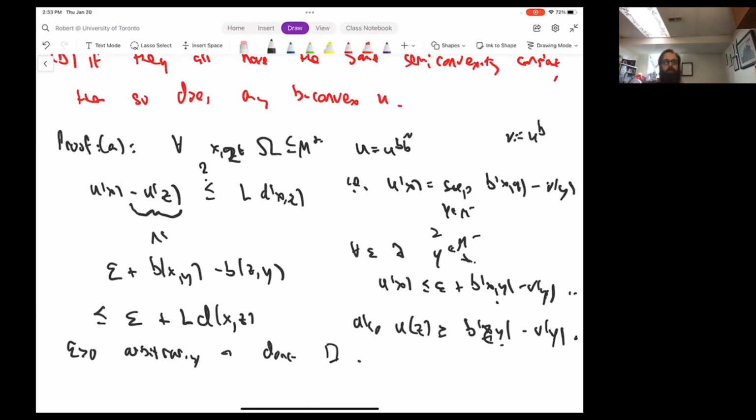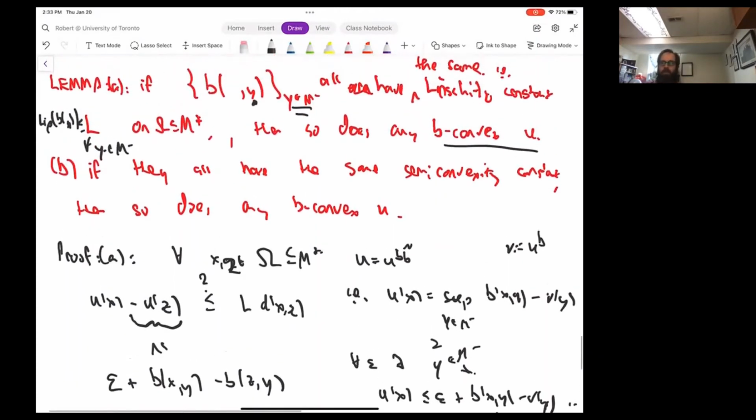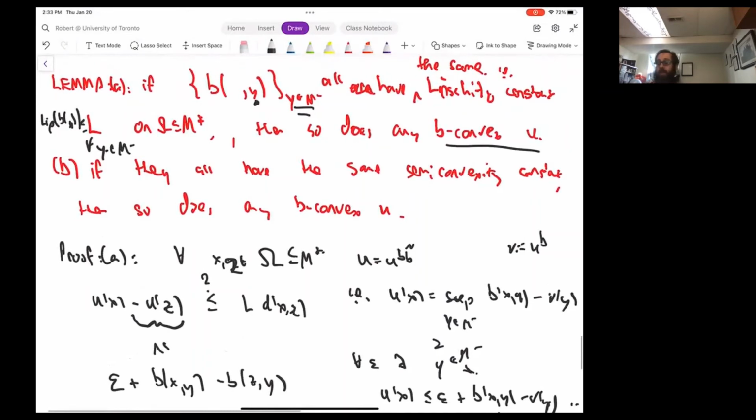Questions? So that's the proof of the first part of the lemma. I leave it to you to check the second part. But basically what this lemma gives us is that if the Lipschitz constants of b as functions of x are uniformly bounded as y ranges over m minus, then any b-convex function will be Lipschitz as a function of x. And if the semiconvexity constants are uniformly bounded, then any b-convex function will be semiconvex.